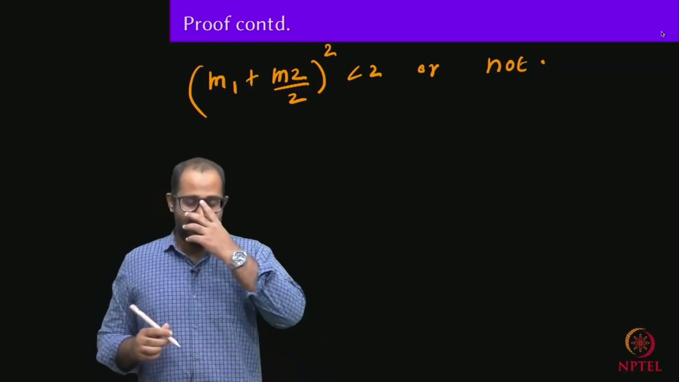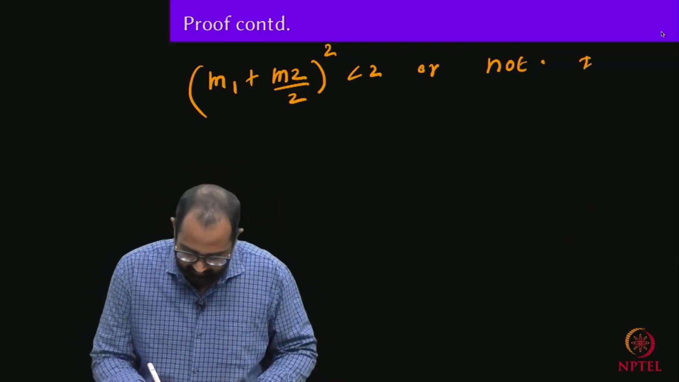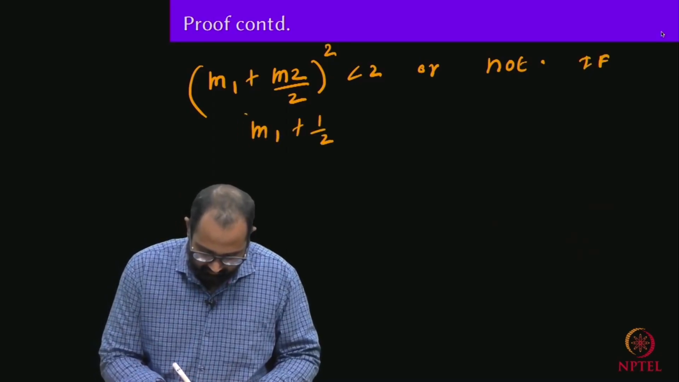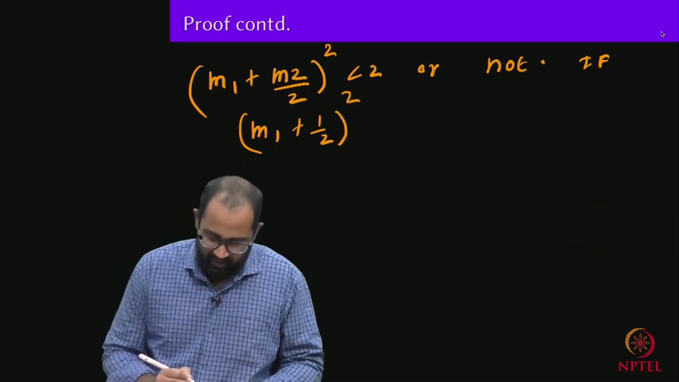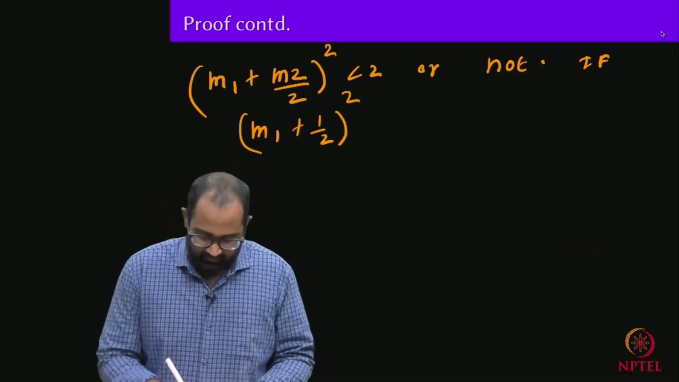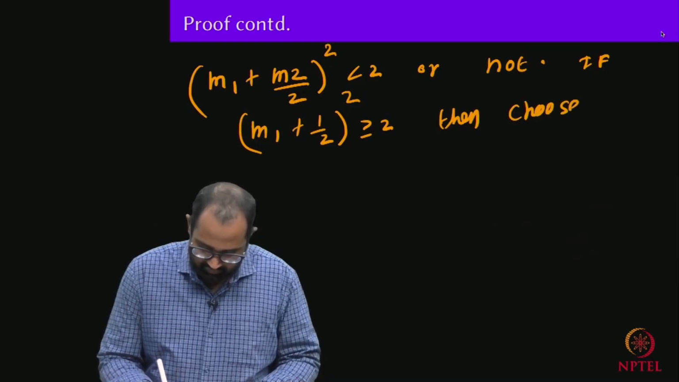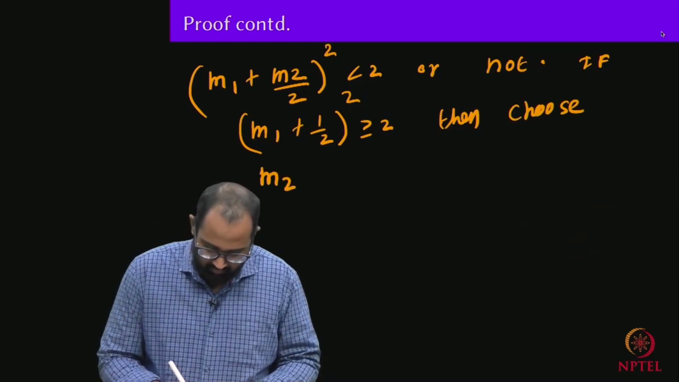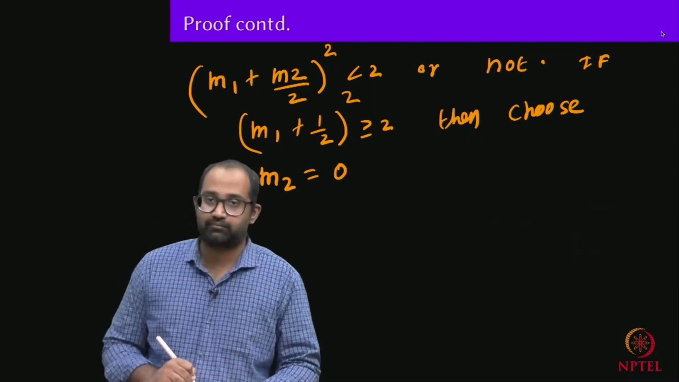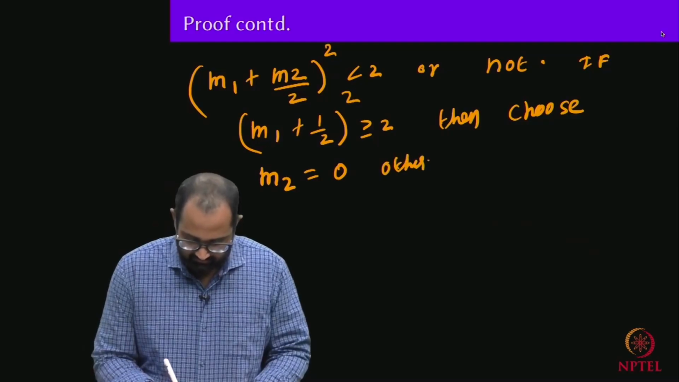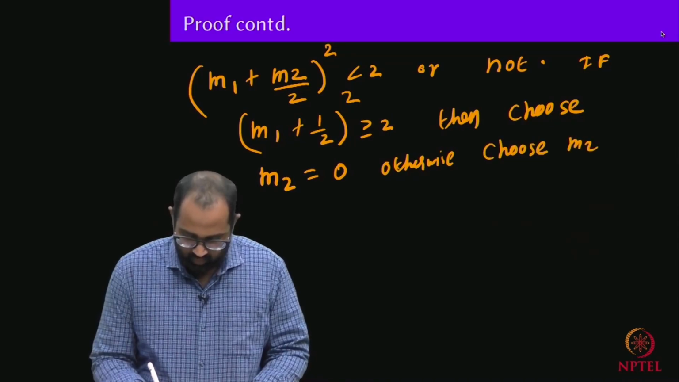Okay. So, what I mean by that is: if M1 plus half by 2 squared is greater than or equal to 2, then choose M2 to be equal to 0. Otherwise, choose M2 to be 1.